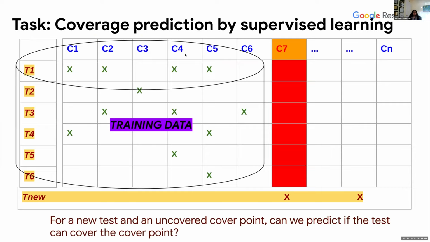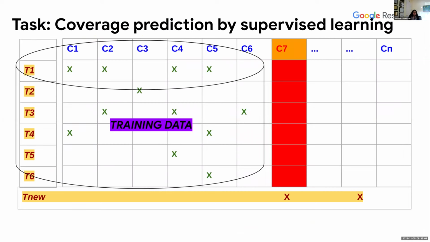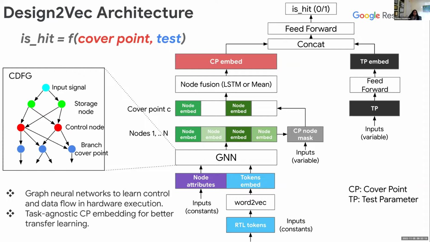If you remember from this picture, these are the two components of what we are trying to learn: tests and cover points. The tests are embedded on one of the towers. On the second tower, the cover points are embedded. For the cover point embedding, we use a graph neural network to learn the control data flow graph that I just showed here. This control data flow graph for a full design is learned using the graph neural network. Below the graph neural network, we also use this part of the architecture that demonstrates a certain amount of language modeling. It says word2vec here, but we don't use word2vec.